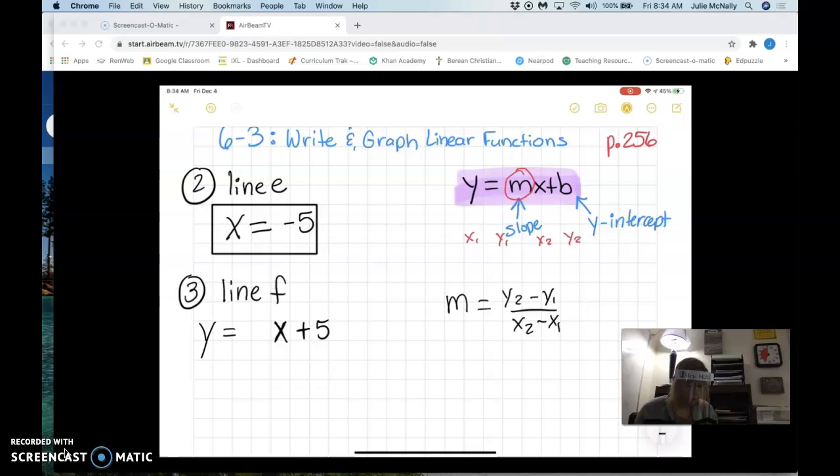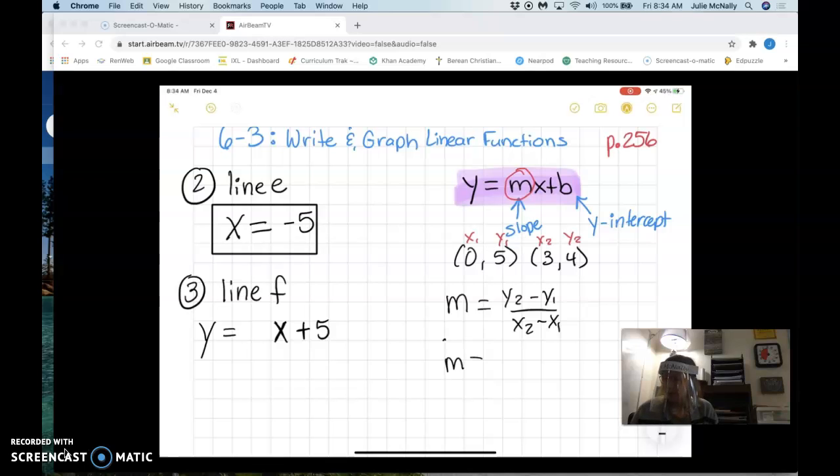2 points. So let's use the one that's on the y-axis, which would be 0, 5. And then another point, I'm going to do 1, 2, 3, 1, 2, 3, 4. 3, 4 is also on that line. Okay, and I'm just going to plug it into this formula.